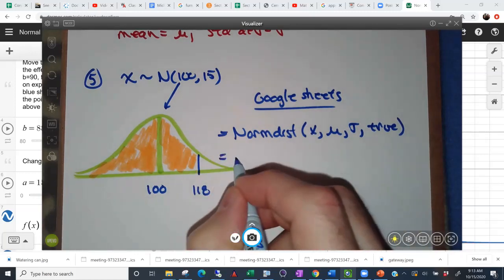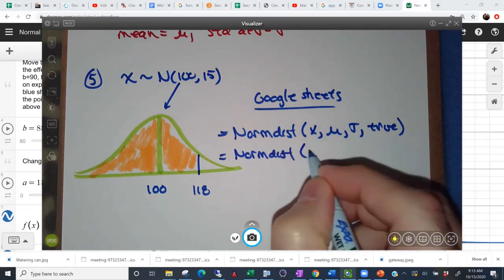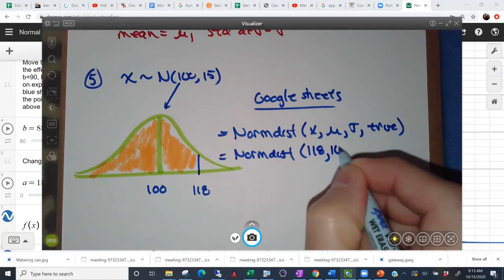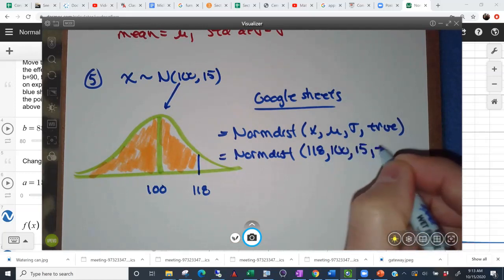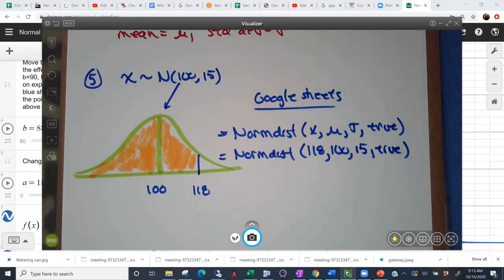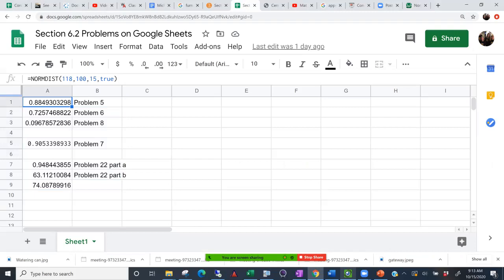For us in this case, it would be norm distribution of 118, which is your x. Mean is 100. Standard deviation is 15, and then true. Let me pop over to Google Sheets and see what that gives me. You can see my command here, norm distribution, 118, comma 100, comma 15, and then true. It should give you about 88.49. In a little bit, I'll discuss why habitually I'm going to round my probabilities to 4 decimal places. But for now, we'll just round it to 0.8849.